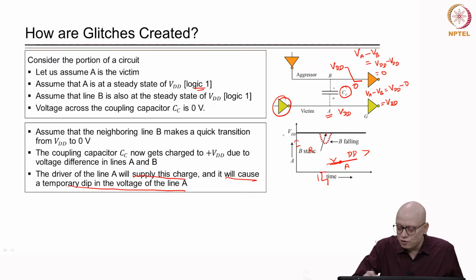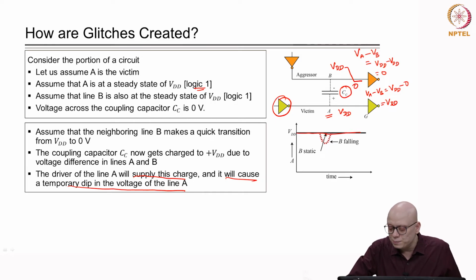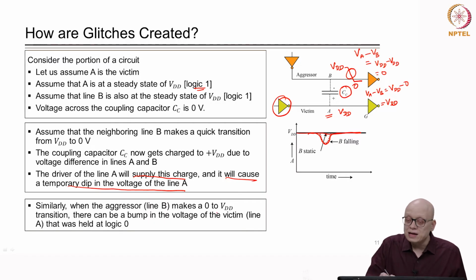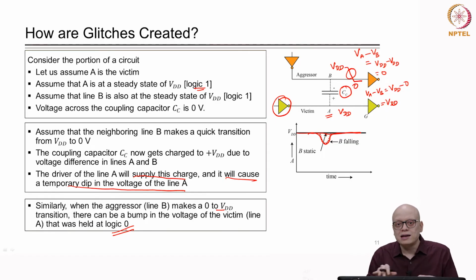So, the waveform that we expect will be something like this. The A line is held constant, but whenever the B line is falling, making this transition, there can be a dip in the voltage of line A. Ideally, there should not be any change, neighboring lines should not have an impact, but because of the existence of this coupling capacitor, the voltage can drop below VDD in line A. Similarly, when the aggressor line B makes a 0 to VDD transition, there can be a bump in the voltage of the victim line that was held at constant logic 0. Similarly, it can happen when the A line was at 0 also, because of the current being drawn from the driver, there will be a change in the voltage.